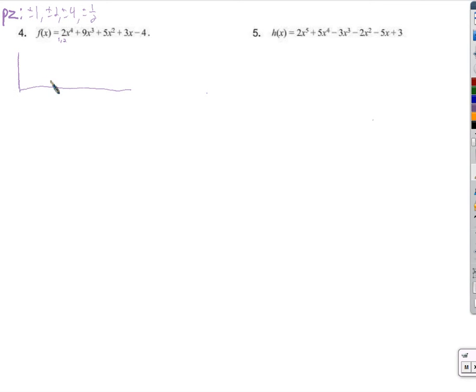So the first thing I do is I start with this bracket and I put a 2, and then a 9, and then a 5, and a 3, and a negative 4. For the 2x to the fourth, and the 9x to the third, and the 5x squared, and the 3x, and the negative 4. And I'm going to plug in this number and find out, does it come out 0?